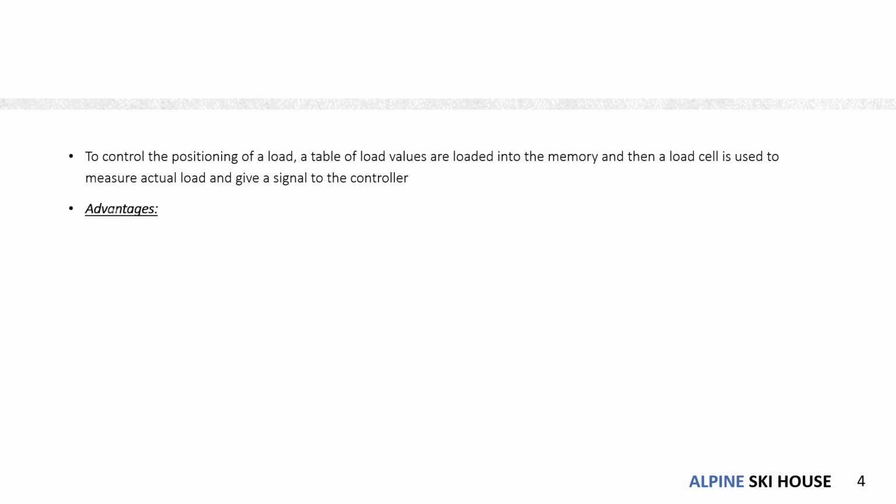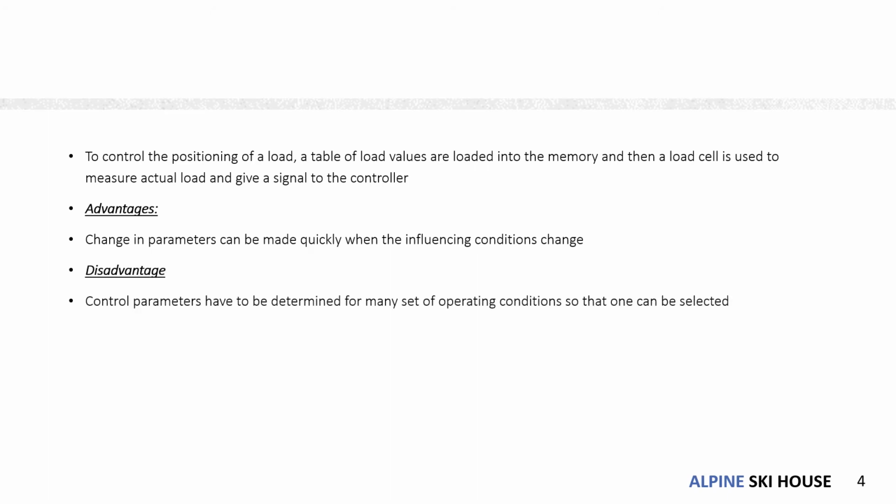So the advantage of a gain control system is that the control parameters can be changed more quickly when the influencing conditions or the ambient conditions change. This is because of the lower processing time: as only the gain is changed, the changes can be implemented faster. One of the disadvantages is that the control parameters for different sets of operating conditions have to be determined beforehand, and the more sets of operating conditions there are, the better the controller will operate.